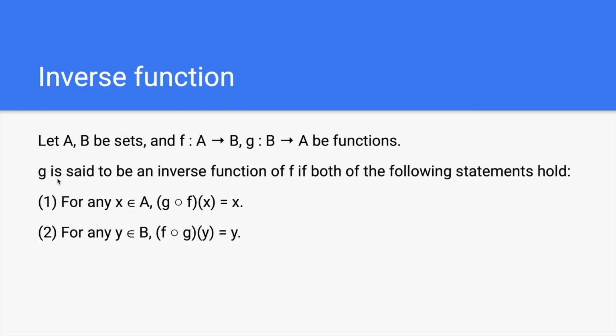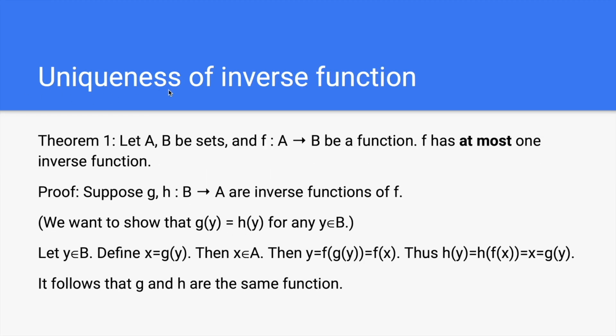Inverse function. Let A, B be sets, and let f from A to B, g from B to A be functions. g is said to be an inverse function of f if both of the following statements hold. Statement 1: for any x in A, g compose f of x is equal to x. Statement 2: for any y in B, f compose g of y is equal to y. Uniqueness of inverse function. Theorem 1.